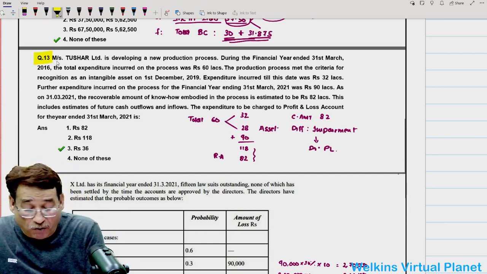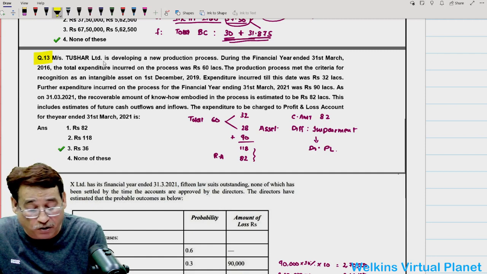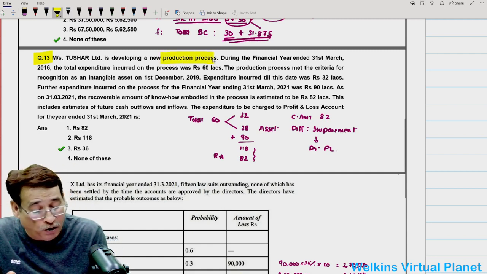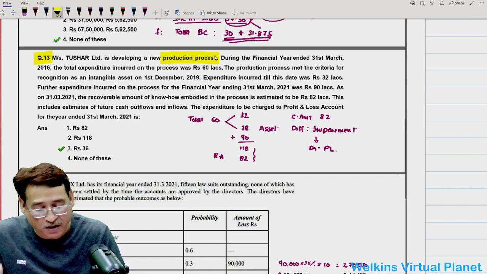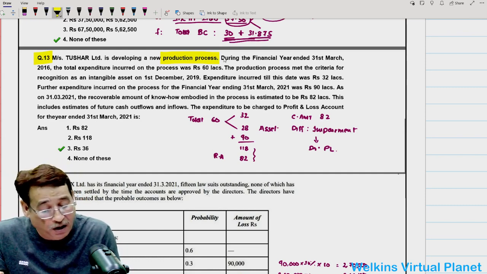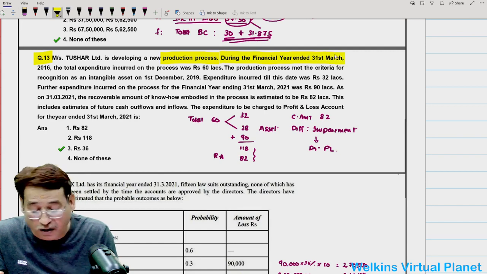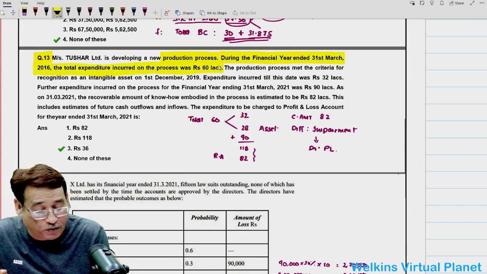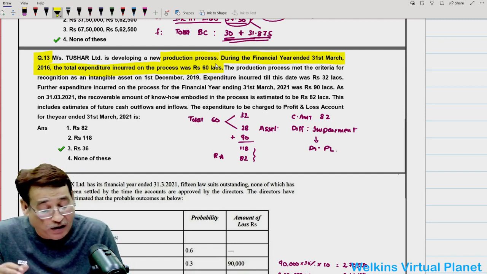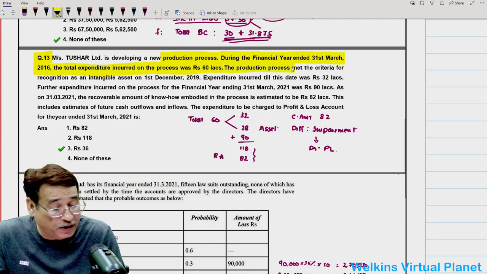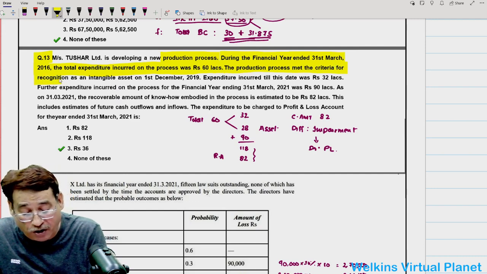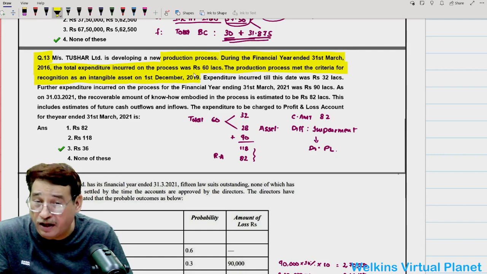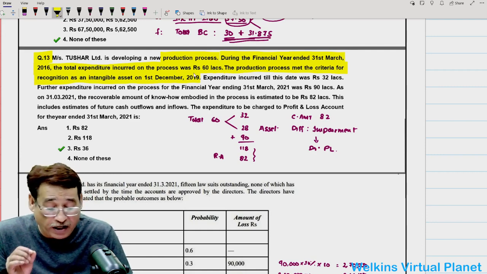But anyway, question number 13 states that Messrs. Tusar Limited is developing a new production process. So they are developing a new production process, correct? Some technique they are developing, you can say. And during the financial year ended 31st of March 2016, the total expenditure incurred on the process is 60 lakhs. Well, fine. The production process met the criteria for recognition as an intangible asset on 31st of December 2019. It is very important.